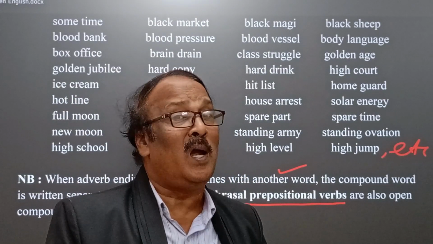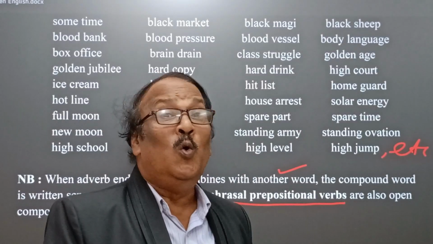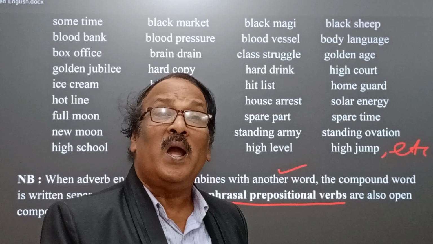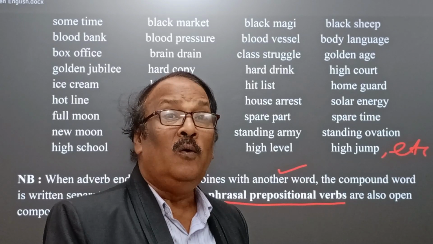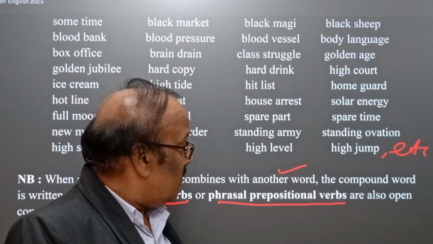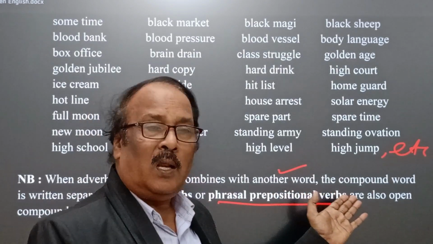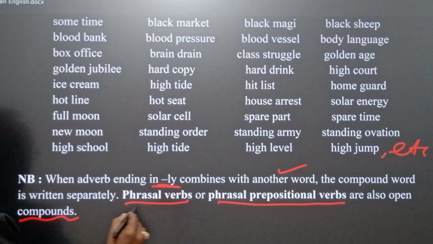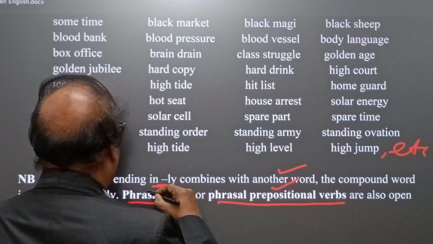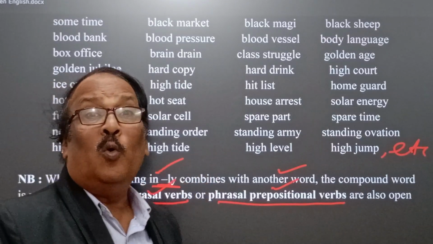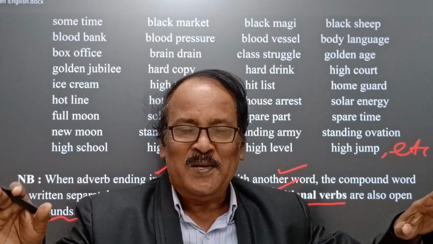You see here we find the example, look forward to. Here we find two spaces in between: look space forward space to. It means phrasal prepositional verbs are also open compounds. Therefore, these are very interesting ideas and how we use open compounds.